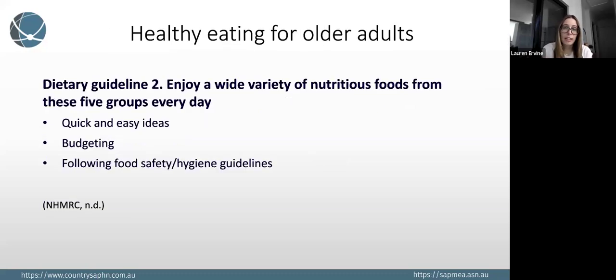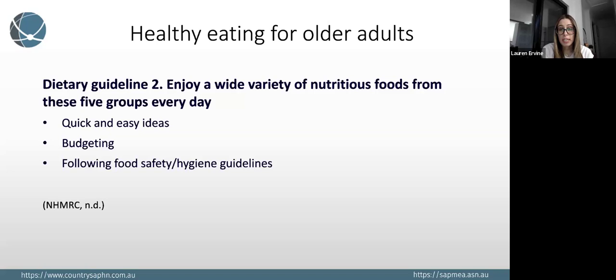The second dietary guideline is around enjoying a wide variety of nutritious foods from the 5 food groups. So it's kind of already talked about, but giving you more practical ideas on how to get those in. We might take a look at someone's everyday eating and think, are you meeting your typical intake of something like dairy, fruit, whole grains for what they're recommended? And sometimes that can be hard because things like budget, so if someone's on a pension, can interfere with this.